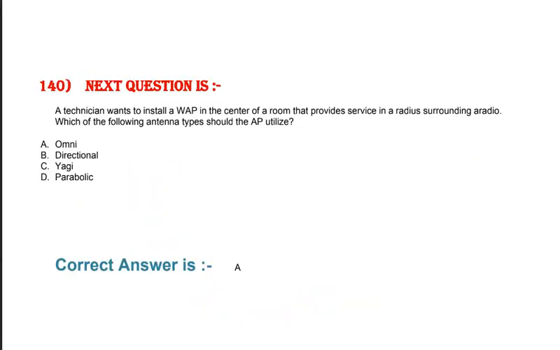Our question is, a technician wants to install a WAP in the center of a room that provides service in a radius surrounding a radio. Which of the following antenna types should the AP utilize? Option A. Omni. Option B. Directional. Option C. Yagi. Option D. Parabolic. Correct answer is option A.